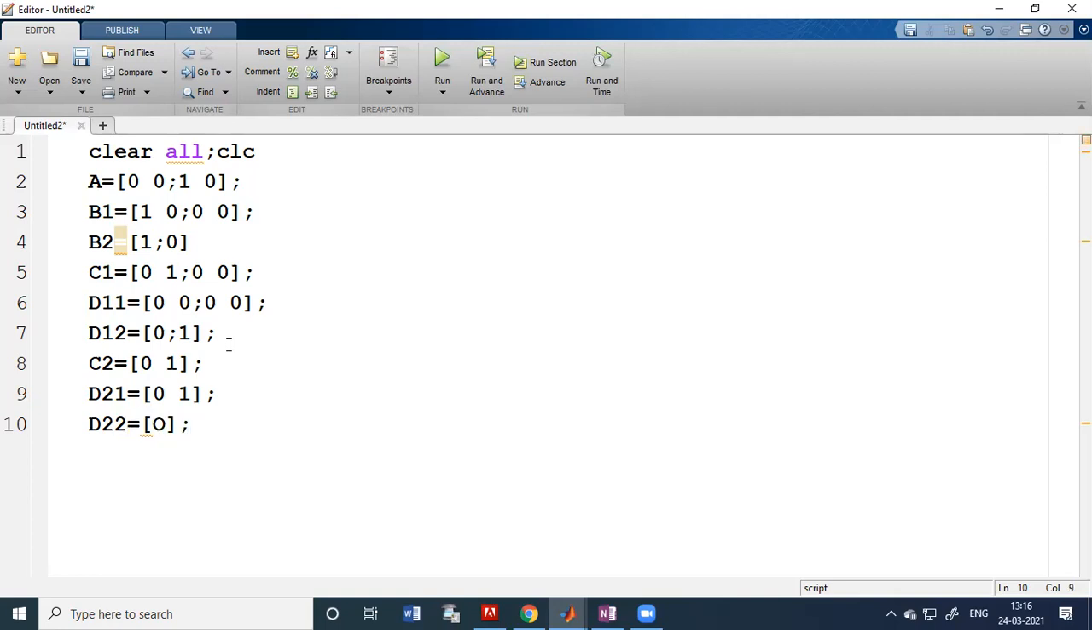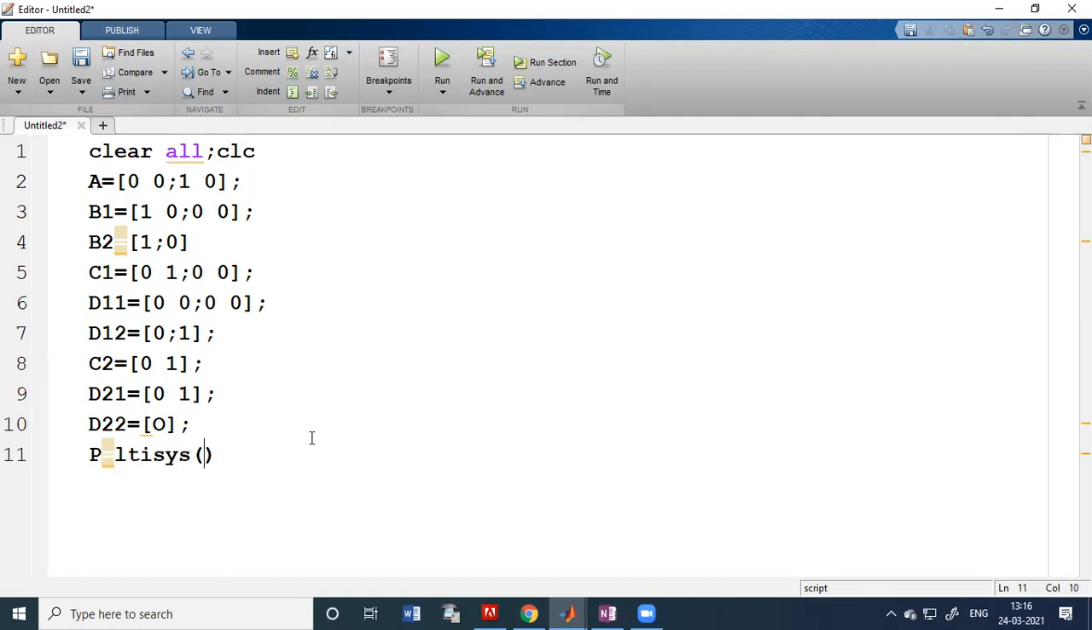So we have told MATLAB what our A, B1, B2, C1, C2, and so on are. Now we have to bring it into the standard matrix form. For that, MATLAB has a command. Let me call that plant structure as P. P equal to the command LTSS.